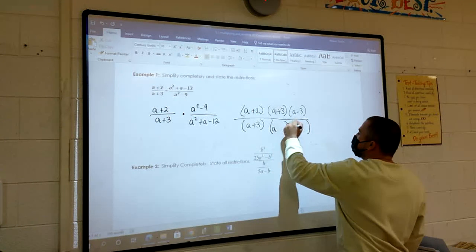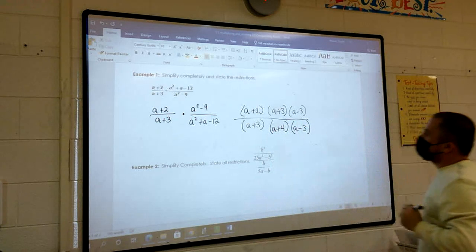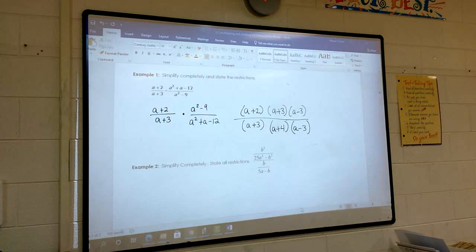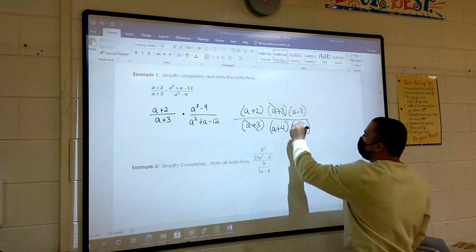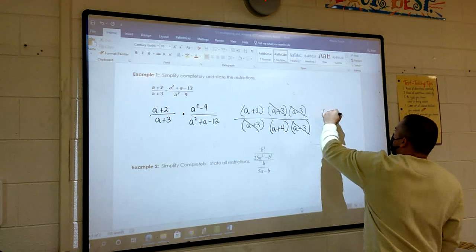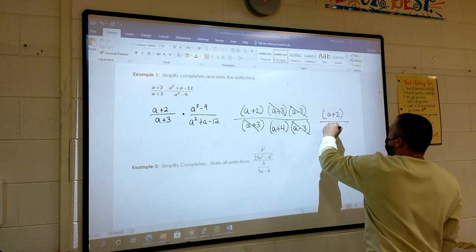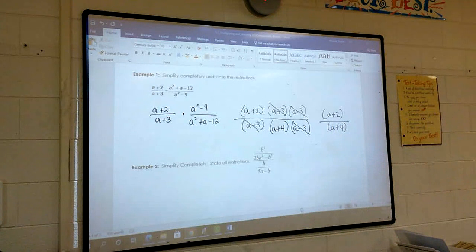A plus 4, a minus 3. Yep, a plus 4 and a minus 3. Okay, so if we look, the a plus 3s will go away, and the a minus 3s will go away. So we're left with a plus 2 over a plus 4, and that is your final answer. So all we did was flip that fraction.